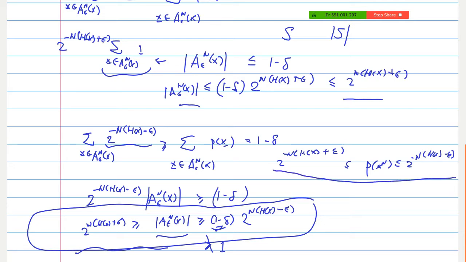This is the definition of a typical sequence. So x^n is typical, and from this you can derive the size of the typical set. You should know this notation: when you have a set S, the absolute value of S is just the size of the set. For example, if S is equal to {A, B, C}, then the size of S is equal to 3. That's the size of the set.